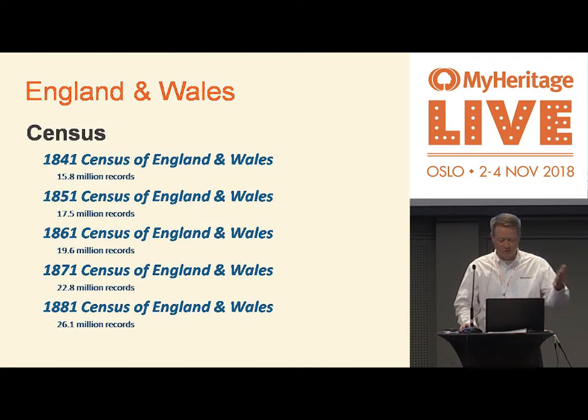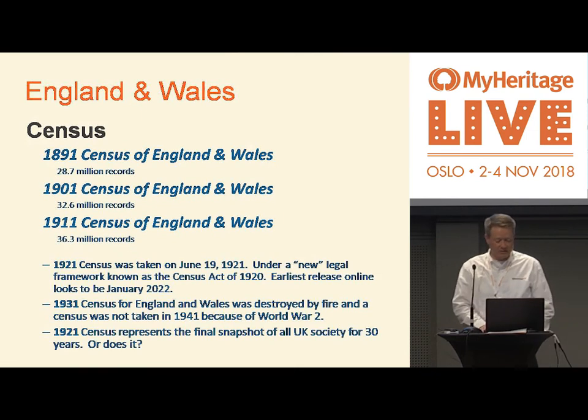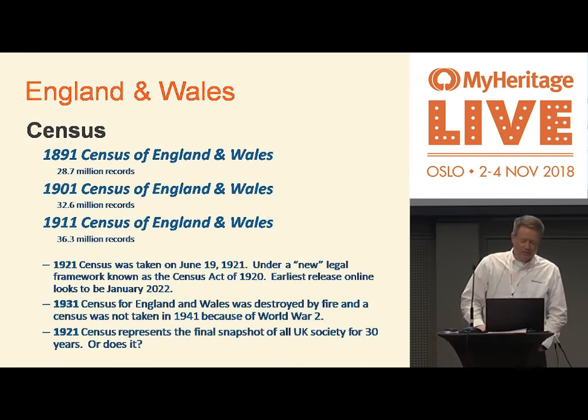So the 1911, 1901, these are ordered in this list by the number of records. So again, a full set of censuses through 1911. The 1921 census in England and Wales and Scotland was taken on June 19th. However, it was done under a new legal framework there in the United Kingdom known as the Census Act of 1920.